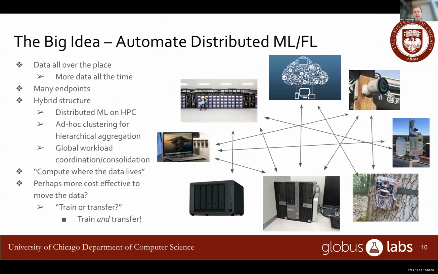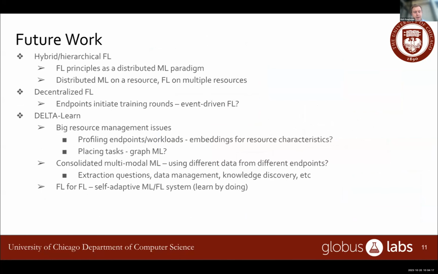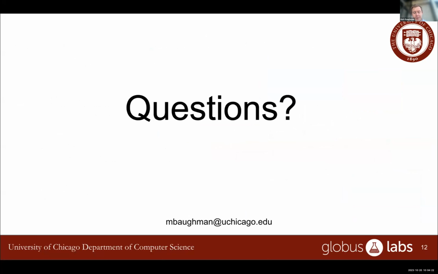So this will allow us this large ecosystem of compute and data sources where we can train, we can transfer, compute where the data lives, or compute where the data isn't and move the data where it should be. It allows for a hybrid structure of traditional distributed ML across different HPC resources. And again, this is all enabled via the awesome abilities of FuncX/Globus Compute. I'm out of time, so I won't cover future work, but we can go back to that if possible, and I will take any questions.